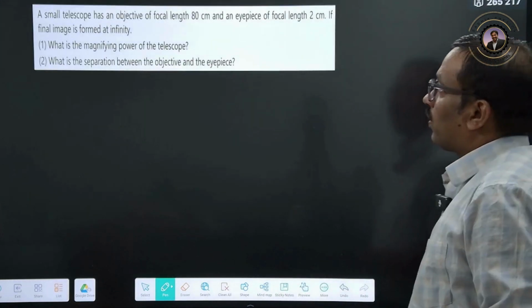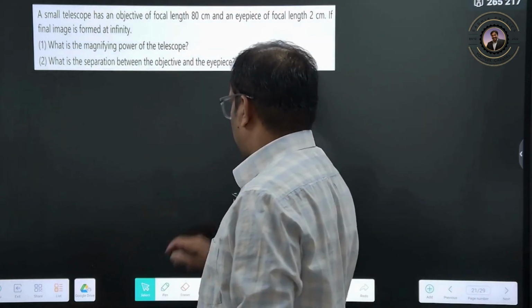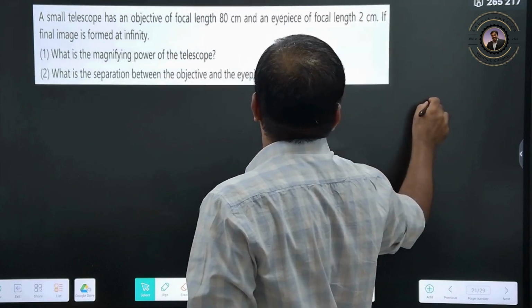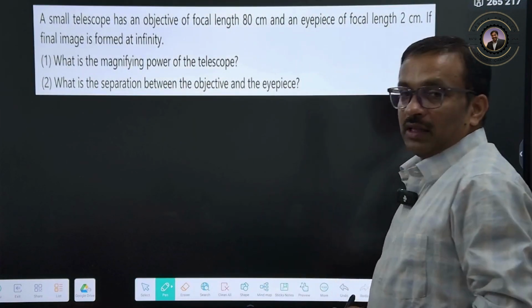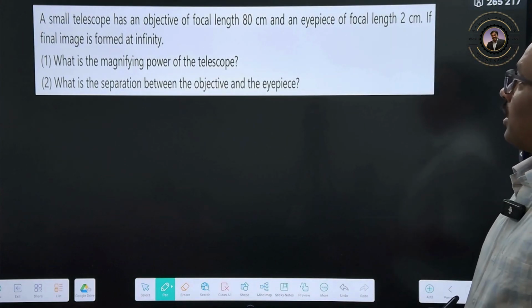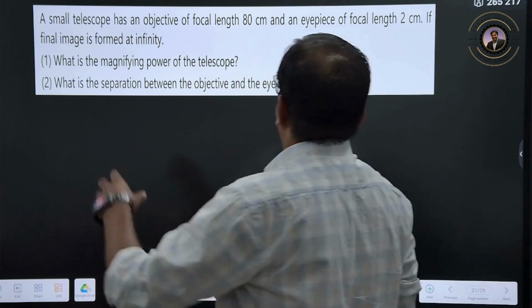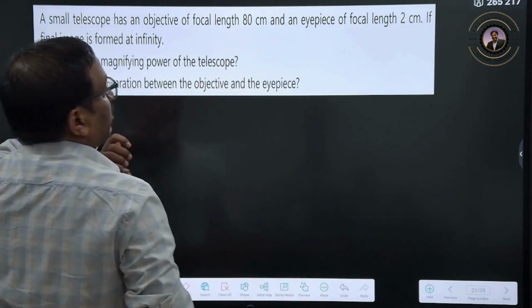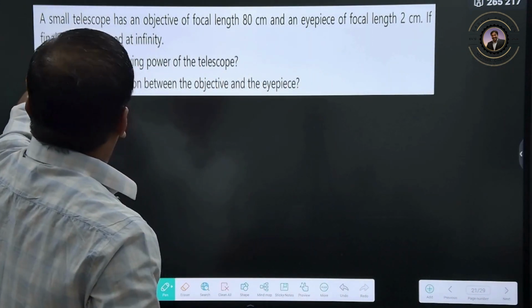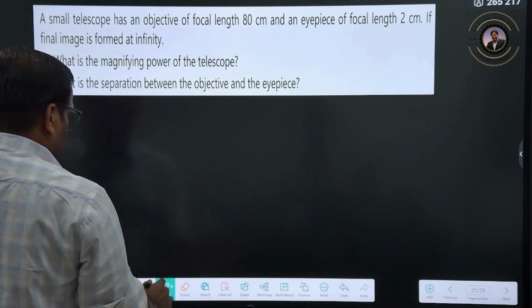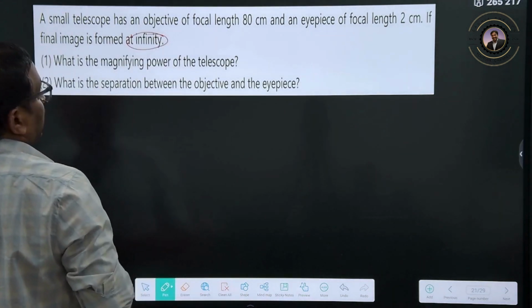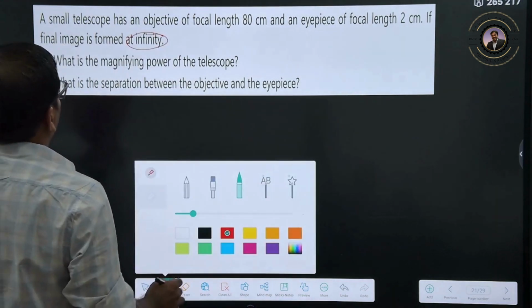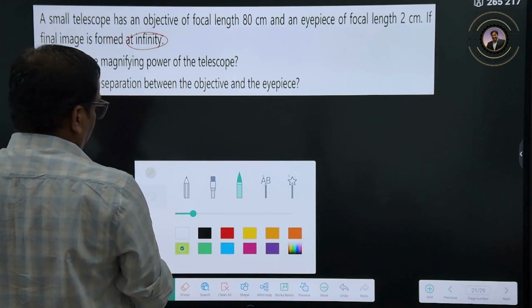Now let us go for another question. A small telescope has an objective of focal length 80 centimeter and an eyepiece of 2 centimeter. If the final image is formed at infinity, which is very important, what is the magnifying power of the telescope and what is the separation between the lenses? Very simple.